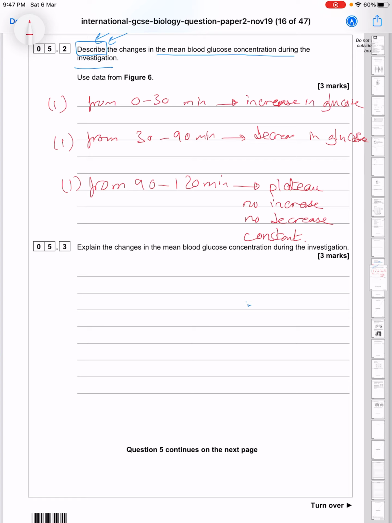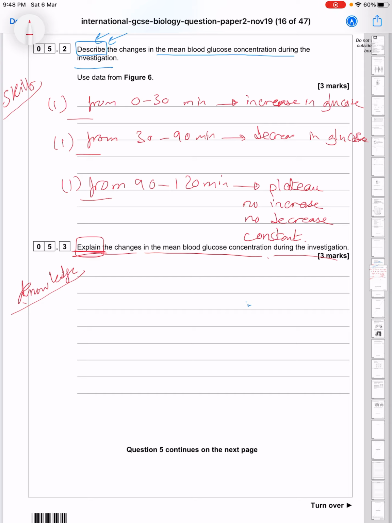As simple as that. Then if you check the next question here, you are going to explain. Explain the changes in the mean blood glucose concentration. Here it's your time to show your knowledge. In the first 2 questions we were using skills, and here it's time to test our knowledge: why the trend is the way it is. It's 3 marks, so you're going to explain every trend that you see here.